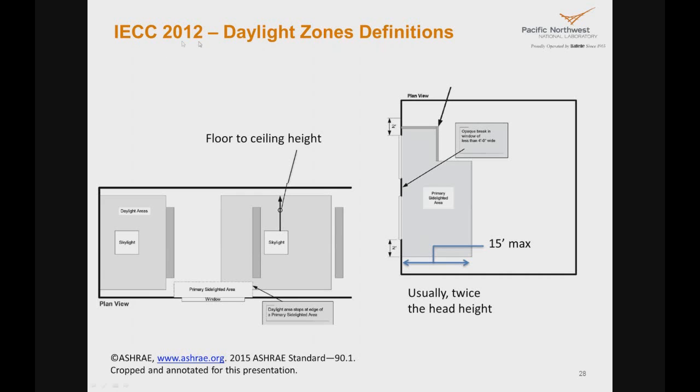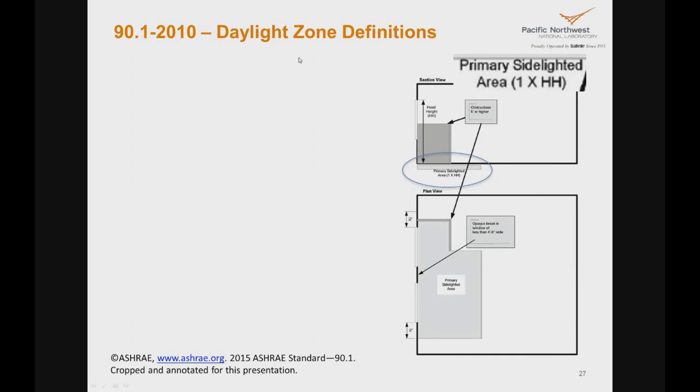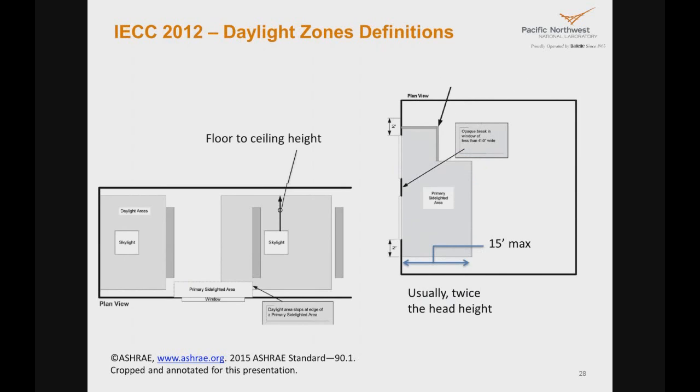The definitions for the 2012 ICC are similar. So here we looked at the 2010 definitions. Now we are looking at the 2012 daylight zone definition. They are similar, but they're slightly different. For example, the floor to ceiling height, the daylight description, which is based on the floor to ceiling height in 90.1/2010, is just made equal to the floor to ceiling height in 2012, whereas in 2010 it was 0.7 times the floor to ceiling height. So it's similar but slightly different.